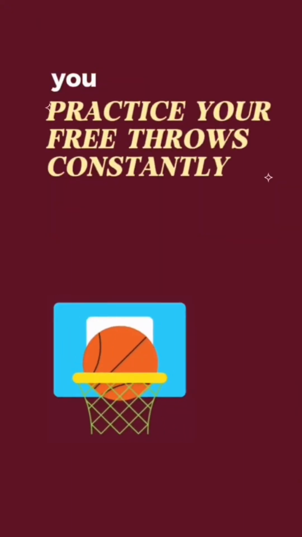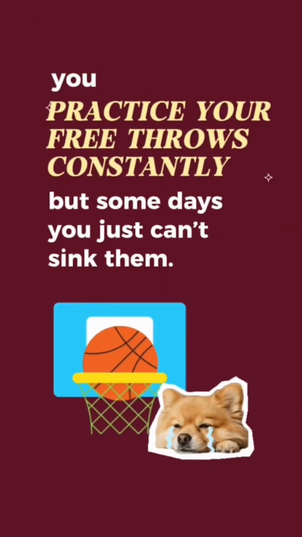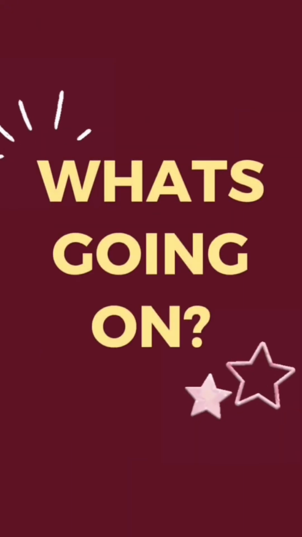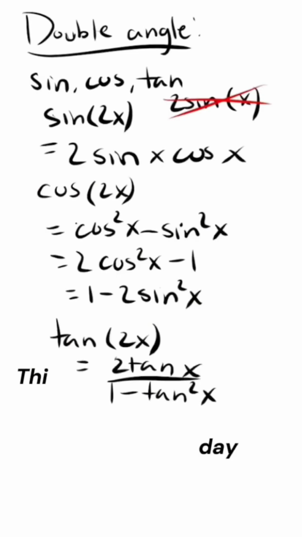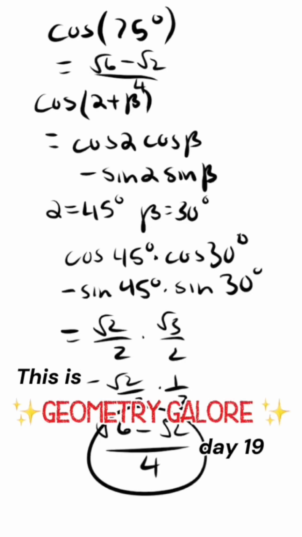You practice your free throws constantly, but some days you just can't sink them. What's going on? Well, the trick double angle and half angle identities explains. This is day 19 of Geometry Galore, where I make boring geometry formulas fun.